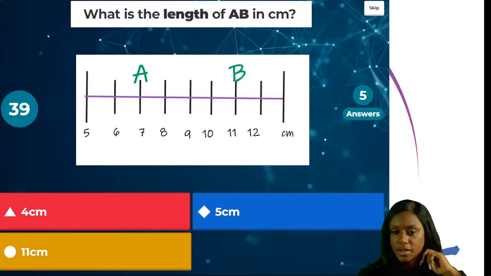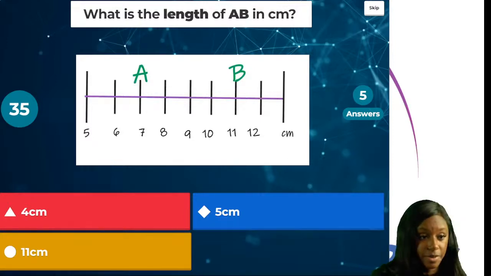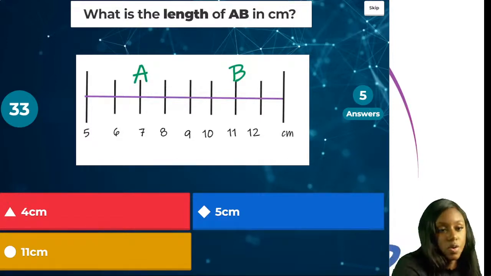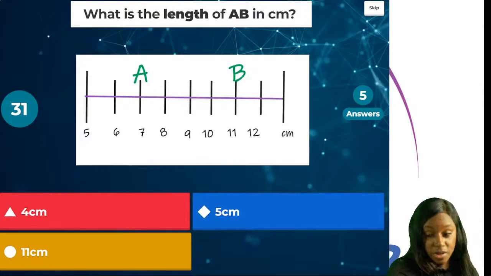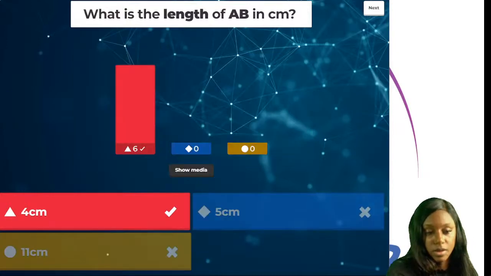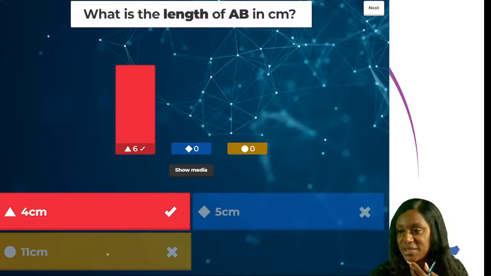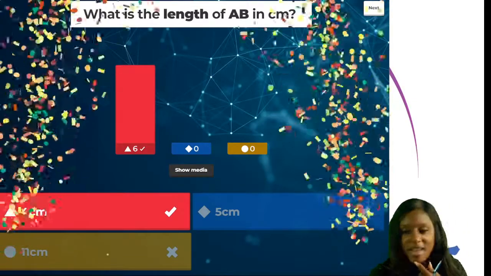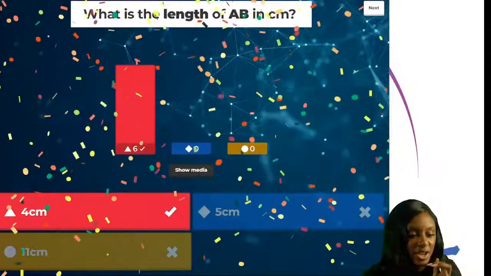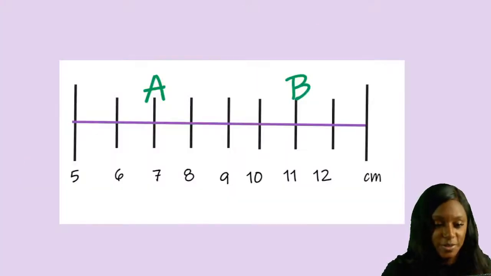Okay, so again, look at the question carefully, look at the diagram carefully. It asks, what is the length of AB? So what's the distance from A to B? Okay, so let's see here. Everybody got this answer correct. Excellent. You all deserve some confetti here. Excellent. I like that.